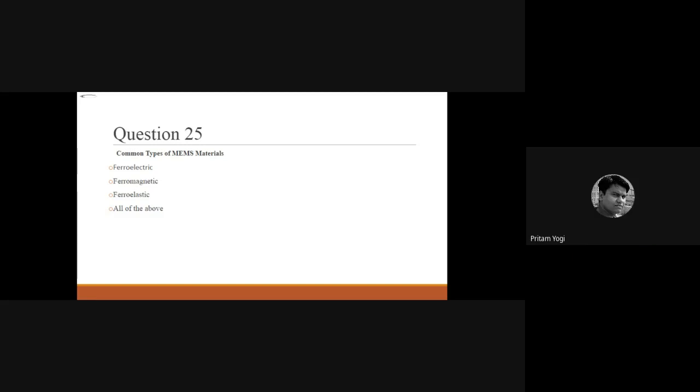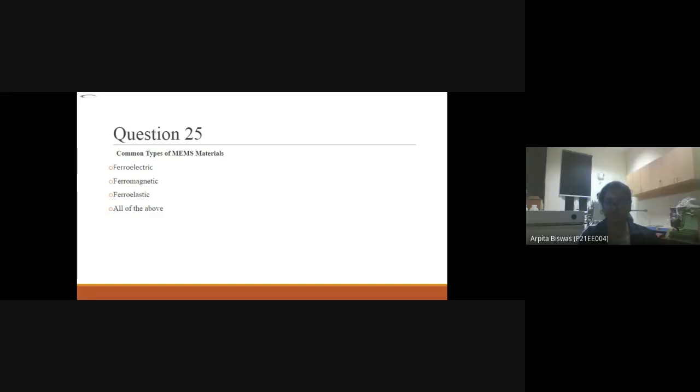The next question is, does the MQ3 gas sensor sense ammonia, alcohol, hydrogen or smoke? This lecture was not attended. Okay, the MQ3 gas sensor is used for alcohol sensing. And the next question is, the common types of MEMS materials are ferroelectric, ferromagnetic, ferroelastic, or all of the above? Maybe all. Yes, all of the above.